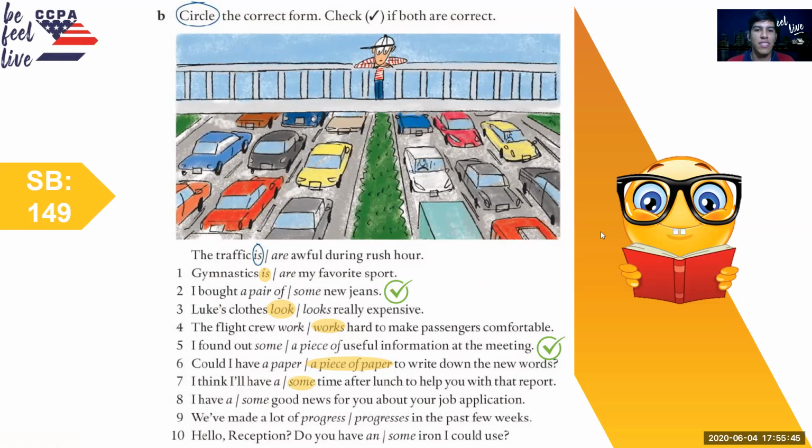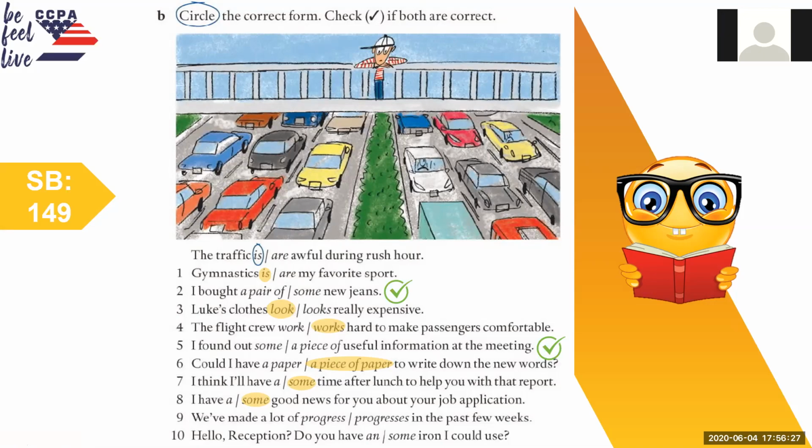Adriana? Yes, teacher. I have some good news for you about your job application. Amazing. Thank you, Adriana. Yes, that's the right answer. Would you like to select a victim? Yes. Guadalupe Rolón. Okay, Guada. Thank you, Adriana. Thank you. Guada, we are with you for number 9.